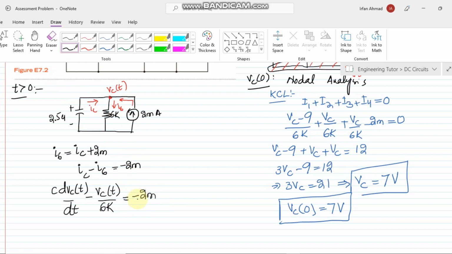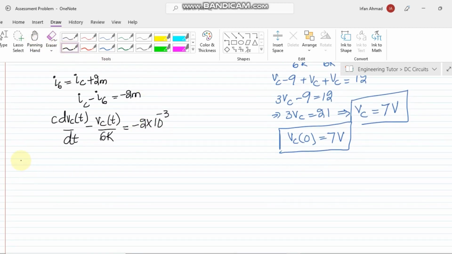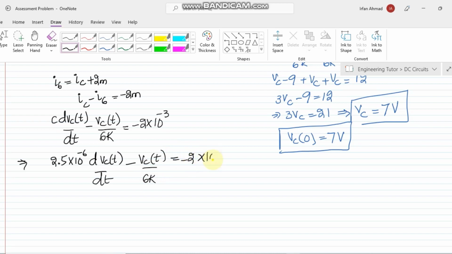Okay, or it can also be called 10 raised to power minus 3. Now writing the value of C here, and the value of C is 2.5 microfarad, so that is 10 to the minus 6, dVC(t) divided by dt minus VC(t) divided by 6k, so that is minus 2 into 10 raised to power minus 3.